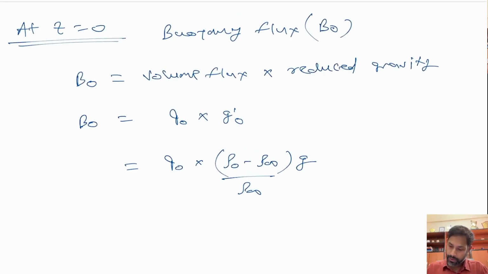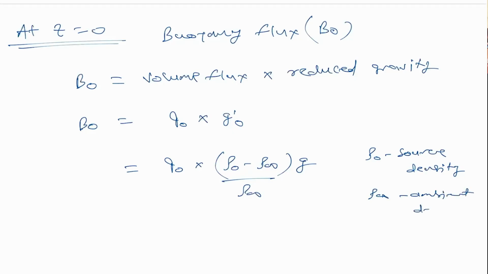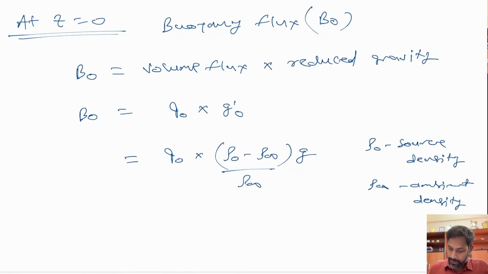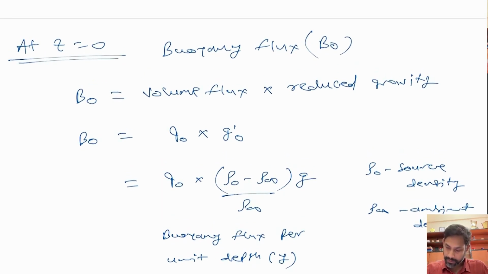Okay, so rho naught is the source density and rho infinity is the ambient density, which is basically the reference density for this case. So this gives us the buoyancy flux per unit depth, where by depth we mean the y-axis. And you can figure out what is the unit of B naught in this case.